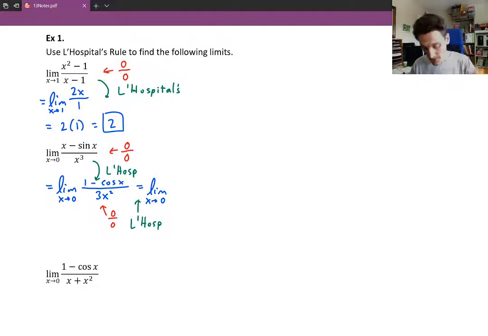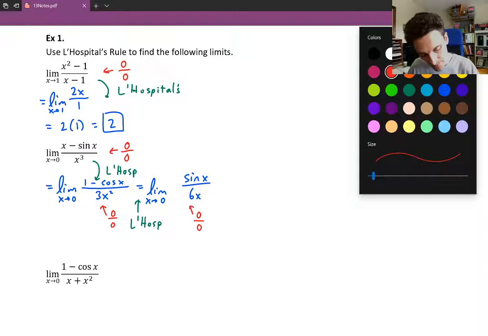So the derivative of the top, 1 minus cosine x, is going to be, well, the 1 will disappear because the derivative of a constant is 0. And then the derivative of cosine x is negative sine x. This extra negative will turn that into a positive sine x. And on the bottom, you'll get 6x. Let's check what we have again. If we plug in 0 on the top, we get 0. 0 on the bottom, we get 0. So yet again, we're going to use L'Hopital.